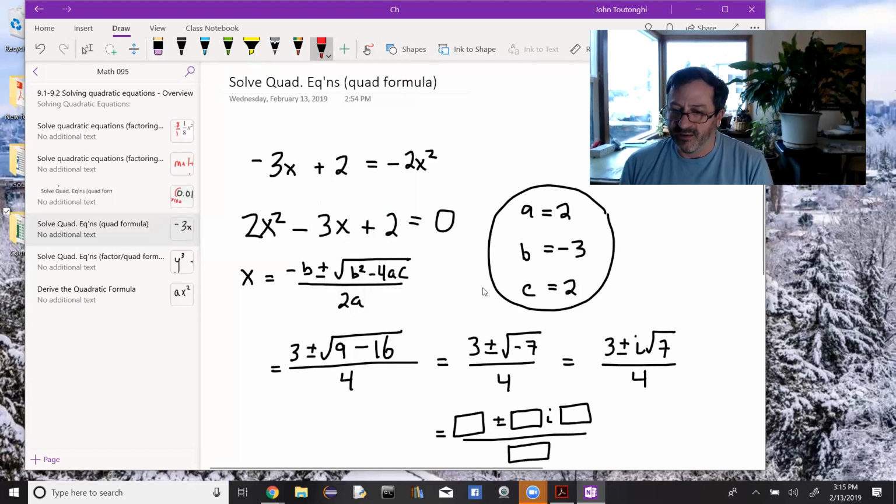So how would you enter this in? It'd be a 3 here. There's no coefficient in front of the i, so it would just be a 1. Plus or minus 1i, this would be square root of 7 all over 4. So the data entry can be a little bit tricky here. One suggestion I might have is just use the preview button.